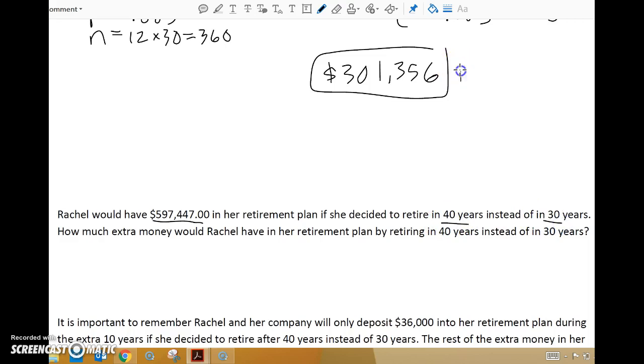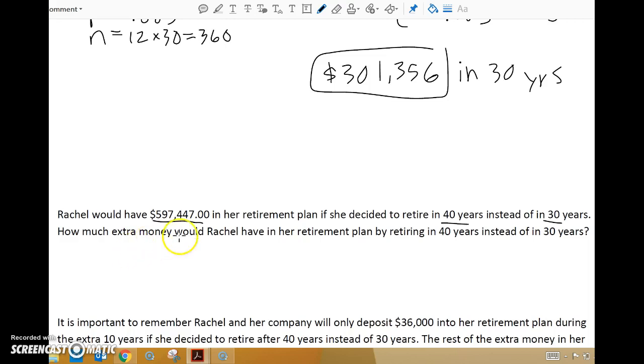So this amount up here is in 30 years. So let's say she started saving when she was 30 years old and she retired when she was 60. Well, this amount is 40 years instead of 30. So maybe she started saving earlier when she was in her 20s and then she retired when she was 60. So this is showing you how much more you could earn just with an extra 10 years of compounding interest.